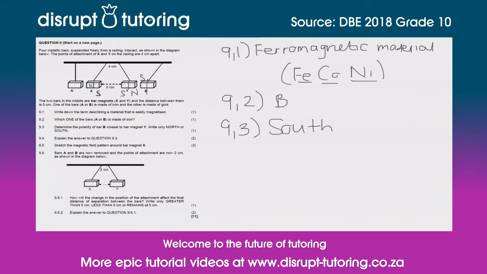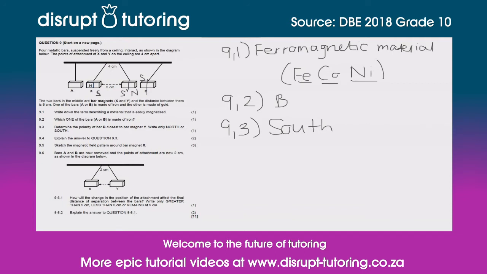Great. So we need to explain the answer, 9.4, which we've just done. We say that X and Y repel each other as shown in the diagram. So they have like polarities on either side. So there's a south and a south. And you can draw the diagram out as we've drawn it out there.